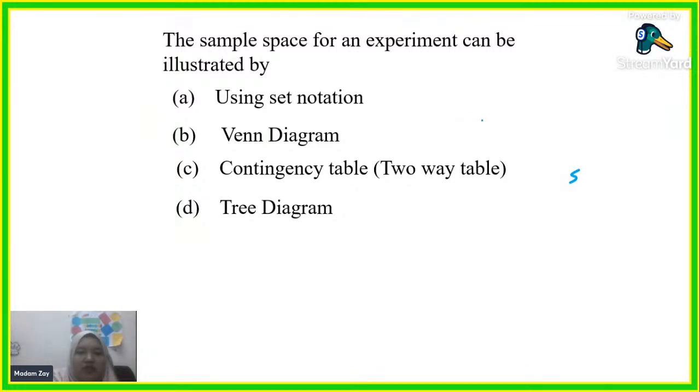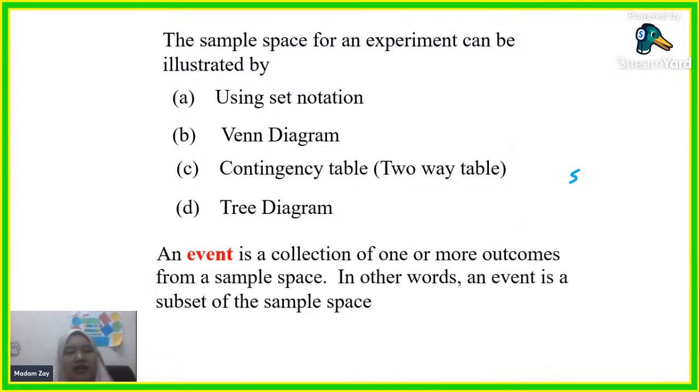So we have the probability or the elements in the Venn diagram. And then the contingency table, where we have, let's say, two events and the coincidence between the two events. And the tree diagram usually comes with conditional probability. So in the next lecture, we will focus on the tree diagram.